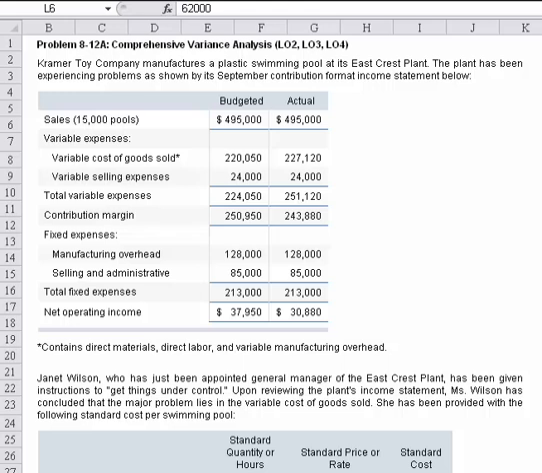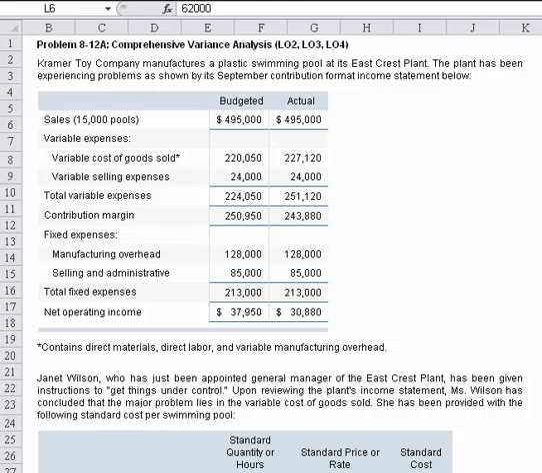Okay, and following my mouse, you can see that they had 15,000 pools sold. They budgeted 495,000 and actually had sales equal to that, 495,000. In terms of variable expenses, they were slightly ahead, so the contribution margin, of course, was below budget, and the fixed cost didn't change, which is what we would expect given the nature of fixed costs. So the net operating margin was actually slightly below what was projected or built into the budget.